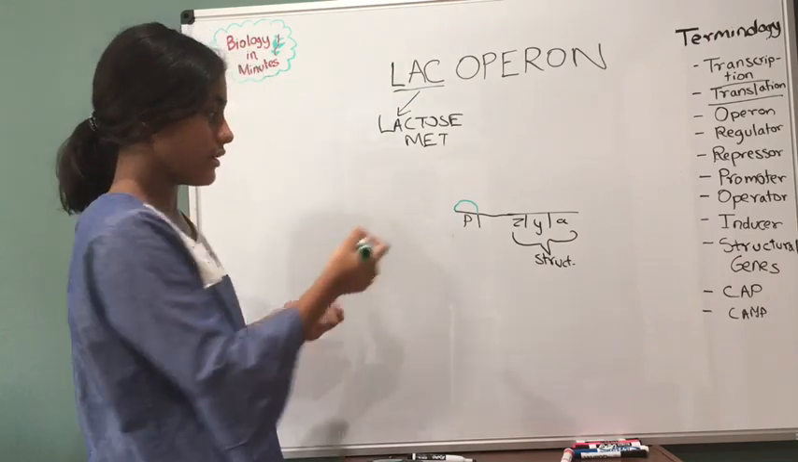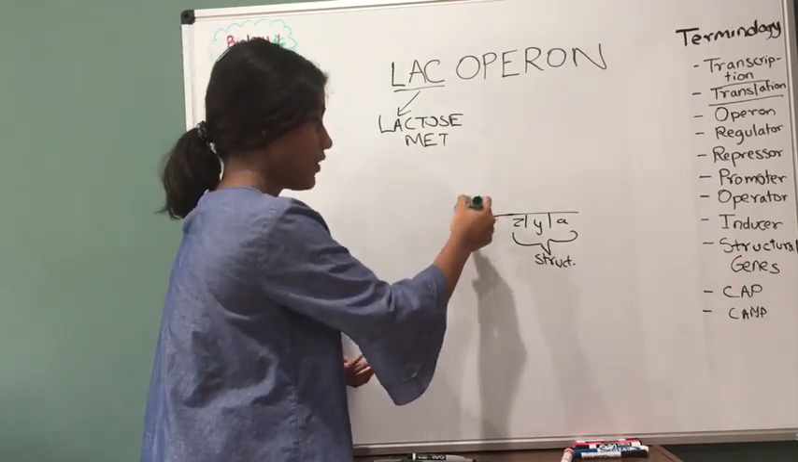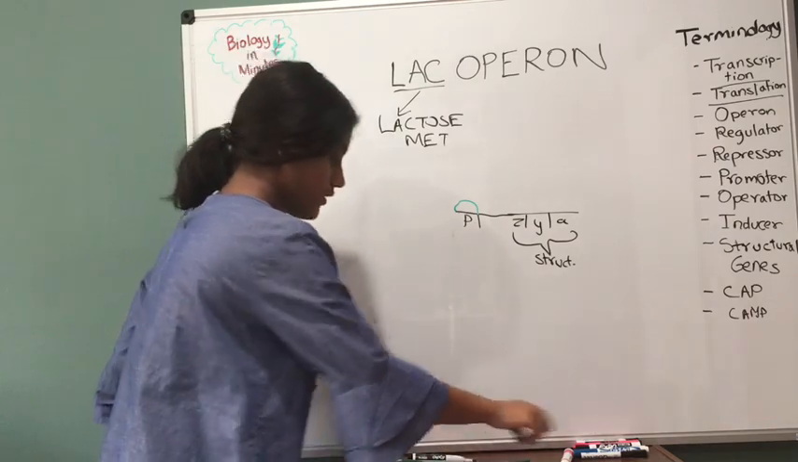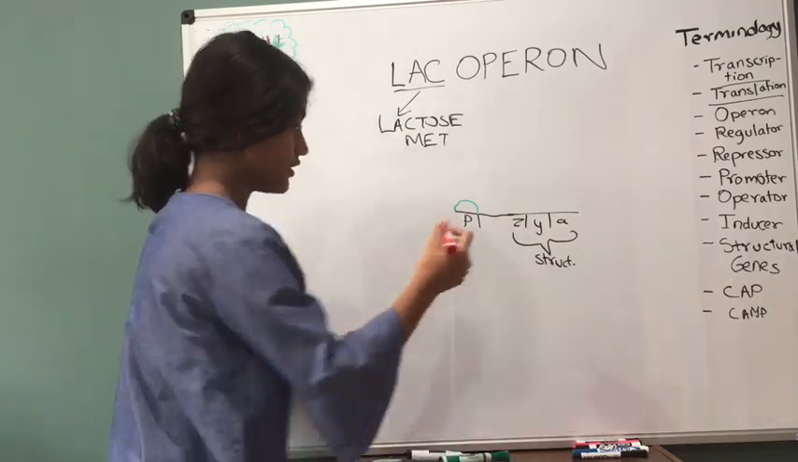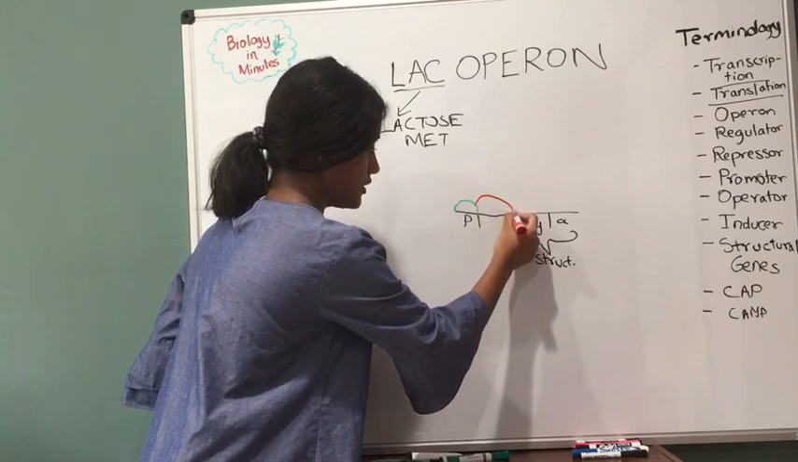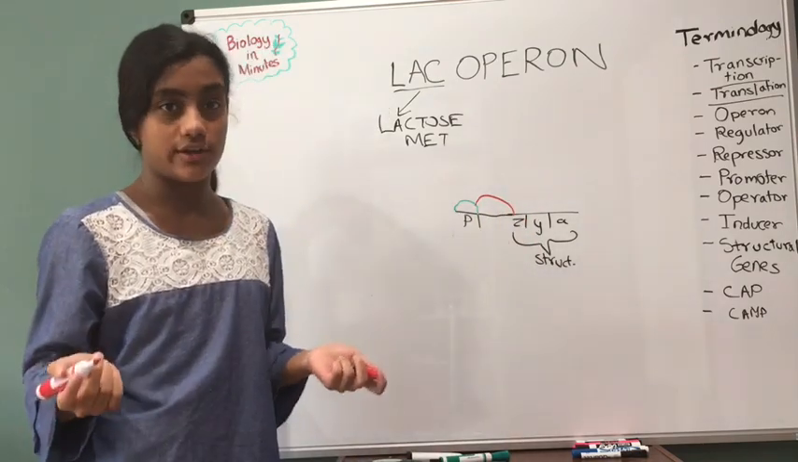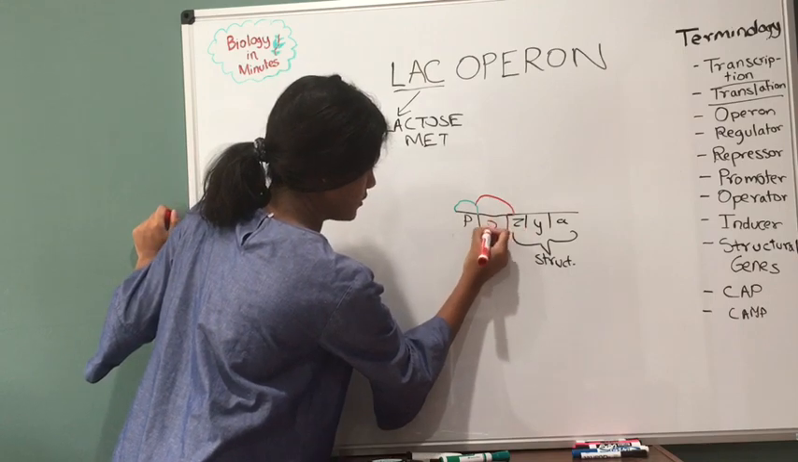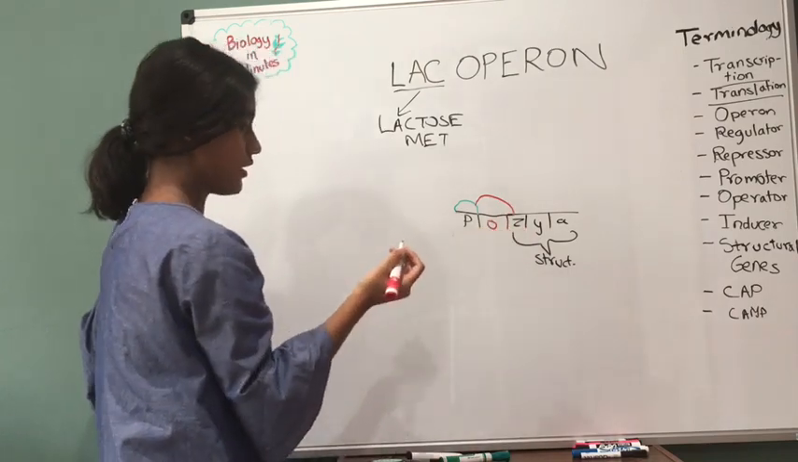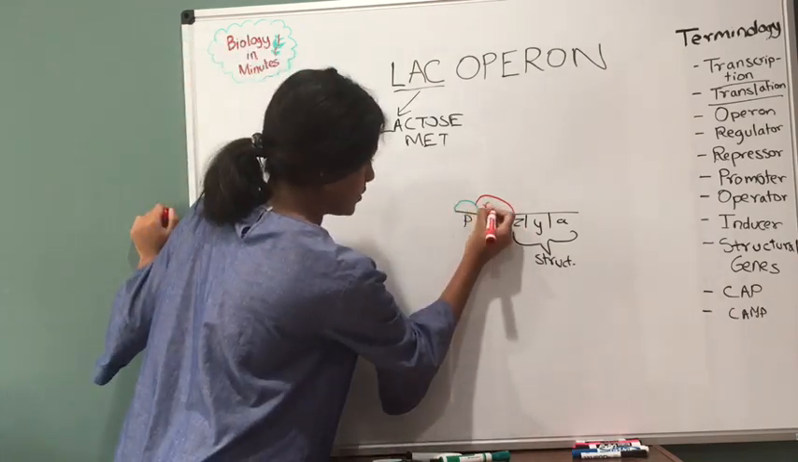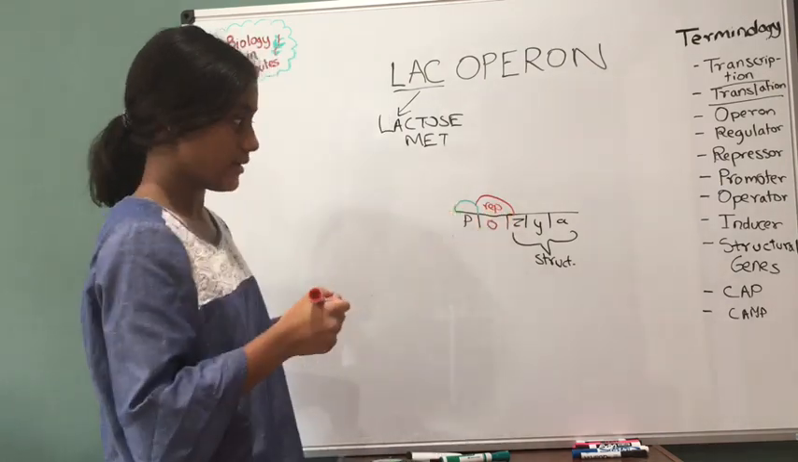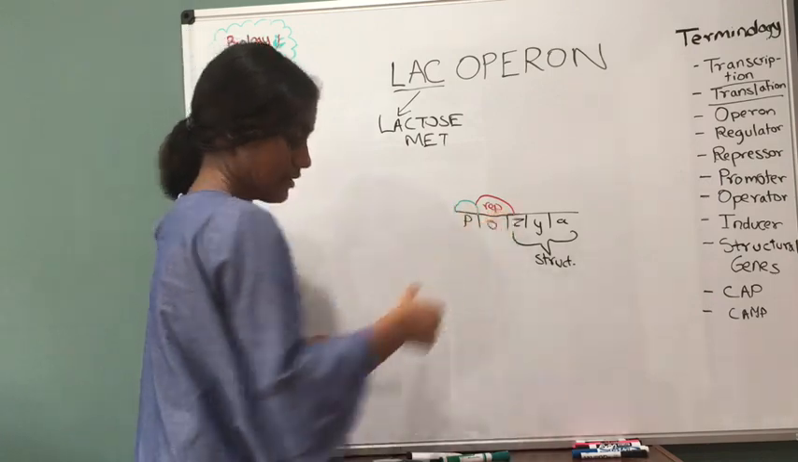But how would we turn this off? How would we prevent RNA polymerase from actually transcribing these genes? Well, there would need to be an obstruction in its way, similar to how there was a boulder blocking you from getting to work. This is the operator region, and this is where the repressor would bind. The repressor basically represses RNA polymerase. It prevents it from transcribing these genes.